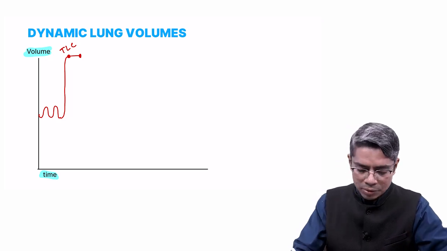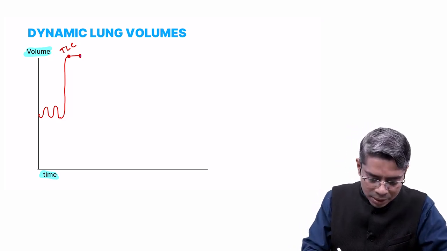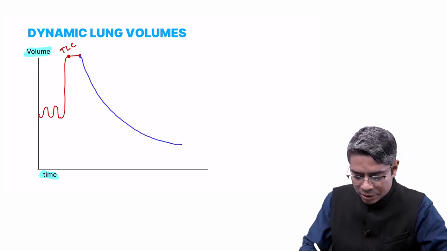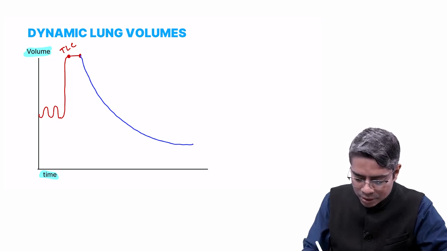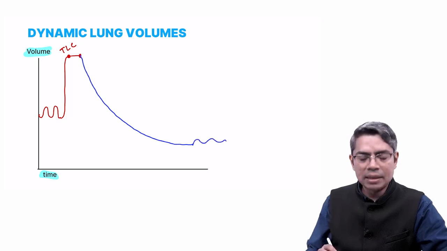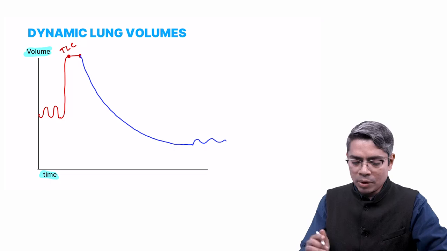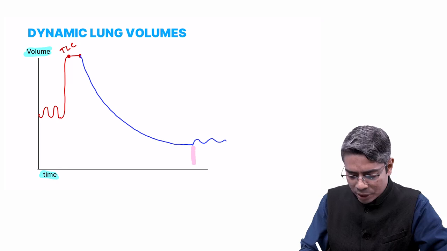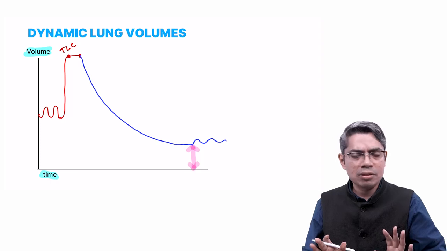So whenever the person will expire, what will happen? The curve will move in the downward direction, and it will reach the end. After this point, the person is not going to expire further. So there will be a few breaths, and then there will be stopping of the maneuver. Why is the person not able to expire after this point? Because we all know that there is a point beyond which you cannot expire, and the remaining volume in this condition is the residual volume.